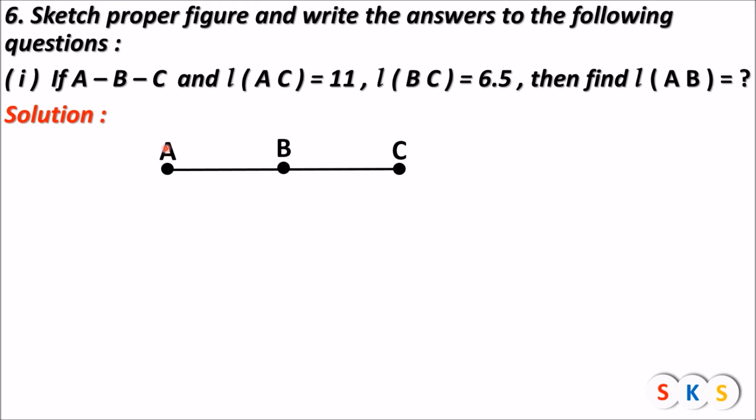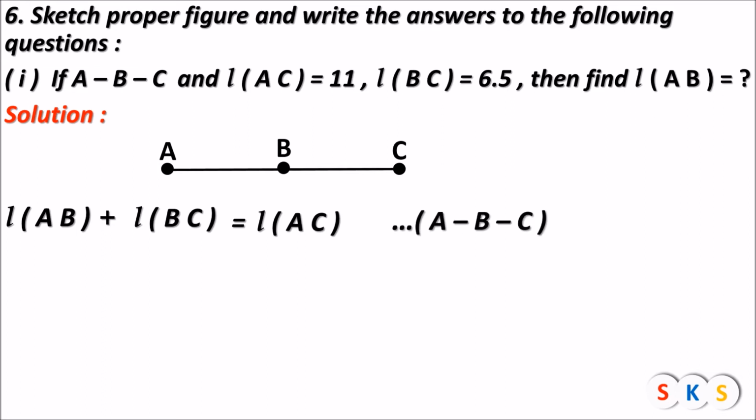So here length of segment AB plus length of segment BC equals length of segment AC. So length AB plus length BC equals length AC, since B is between A and C. Now we will substitute the values of the given segments. So we will get length AB plus 6.5 equals 11.